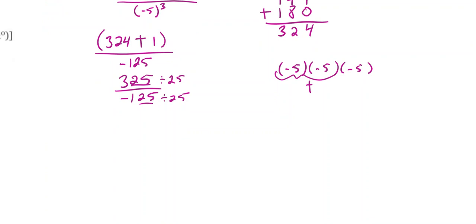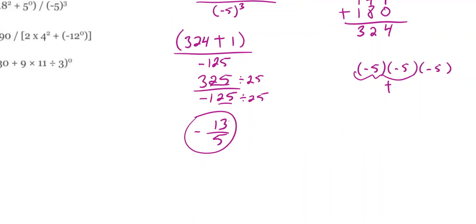So 325 divided by 25. Another way of saying this is, if you had $3.25, how many quarters would you have? 13. Then if I had $1.25, how many quarters would I have? 5. So it'd be negative 13 over 5. Would that be the answer? Yes, you just leave it like that. That's our fraction. That's our answer.